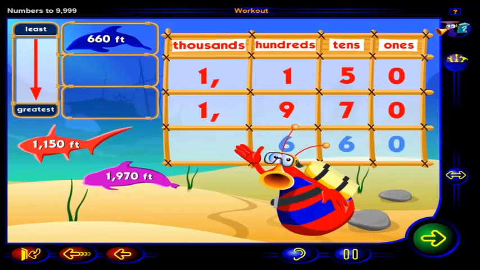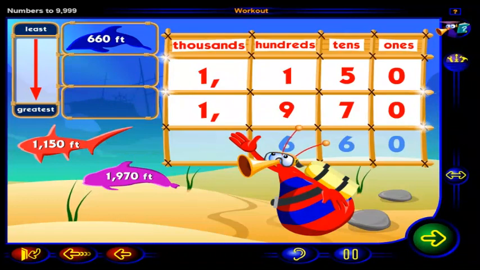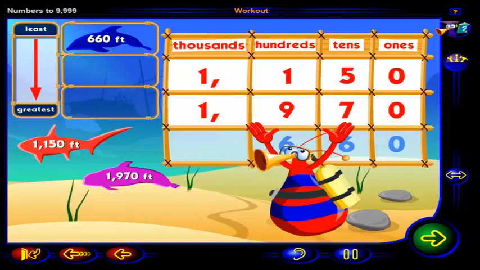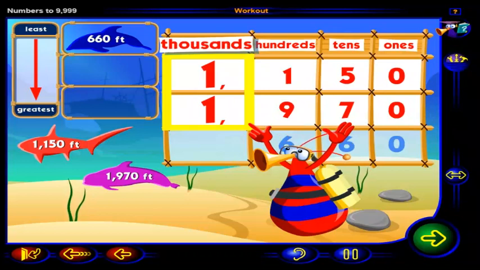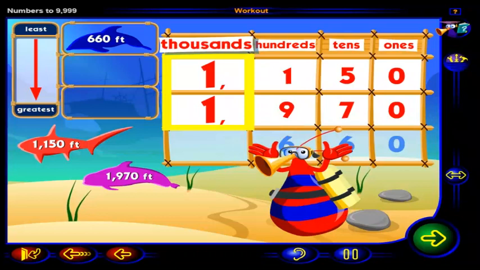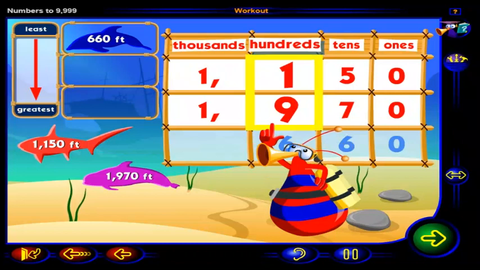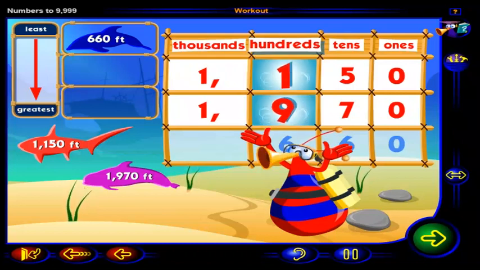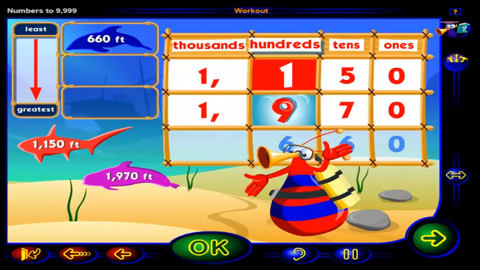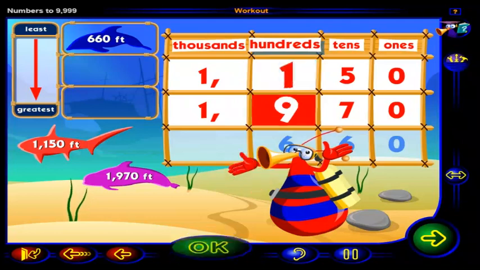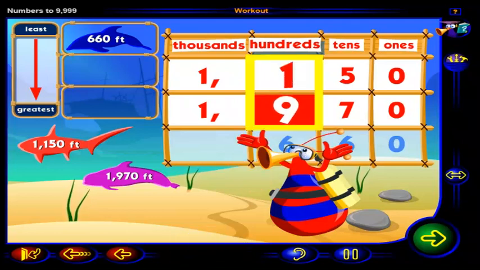Now let's compare these 4-digit numbers. In each of these numbers, the digit in the thousands place is the same, 1. So you need to look at the digit in the next place, the hundreds place. Which of these digits is greater? Click on the digit, and when you're done, click OK. That's right. The digit 9 is greater.